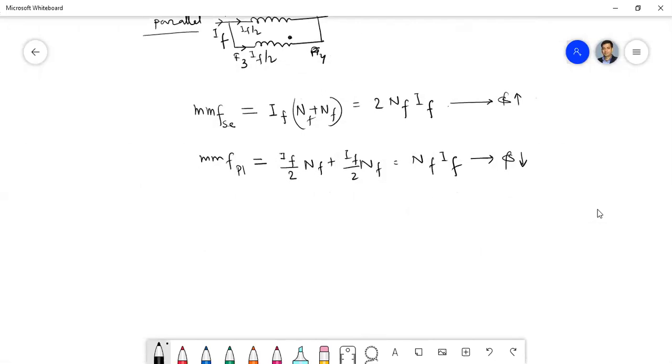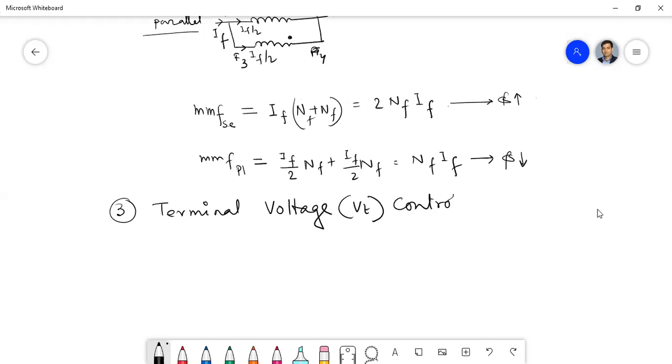Do you have any question? If you don't, then we'll go for the next method of speed control, and that is, what is that? It is the terminal voltage method, the terminal voltage control of a DC motor. Any doubt? Terminal voltage control.